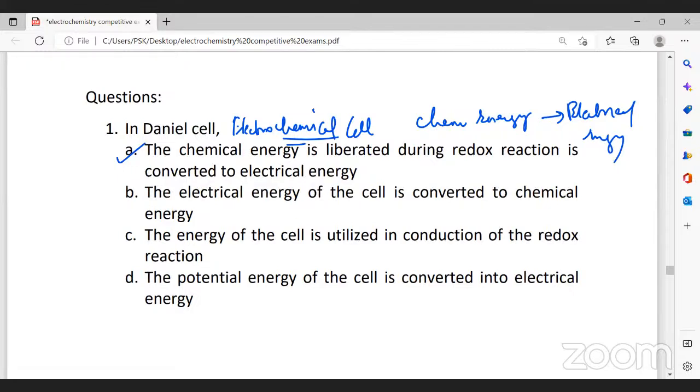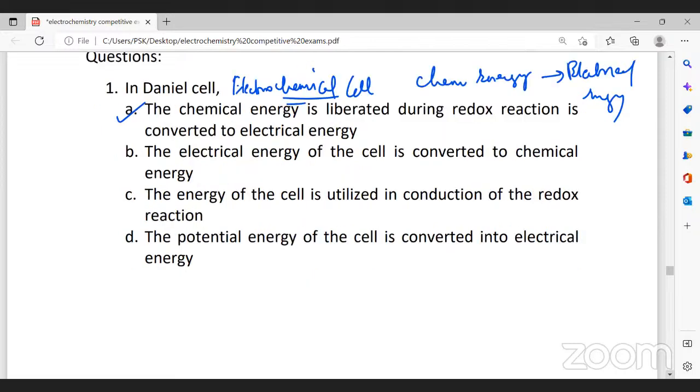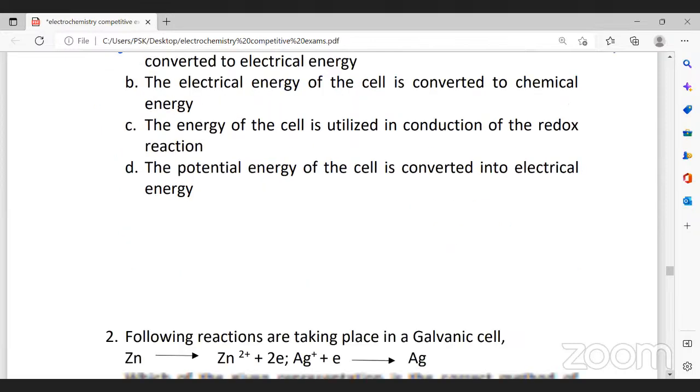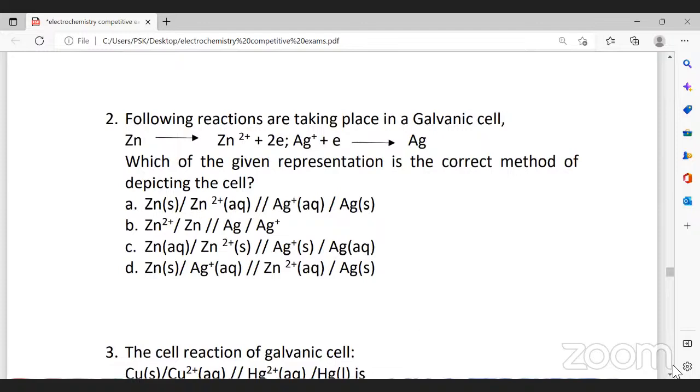The next question. The following reactions are taking place in a galvanic cell. Galvanic cell is an example for an electrochemical cell. Zn giving you Zn2+ and 2 electrons, and silver gaining an electron to form silver. Which of the given representations is the correct method of depicting the cell?